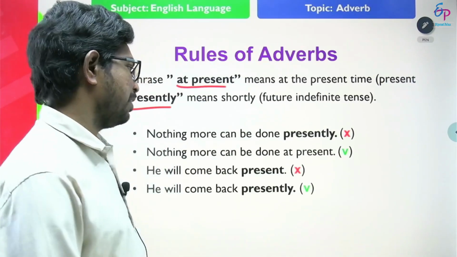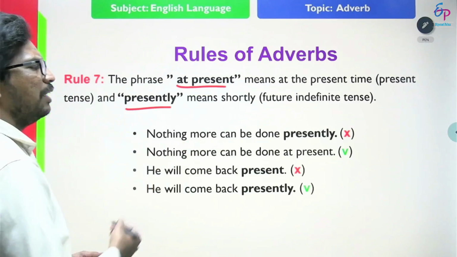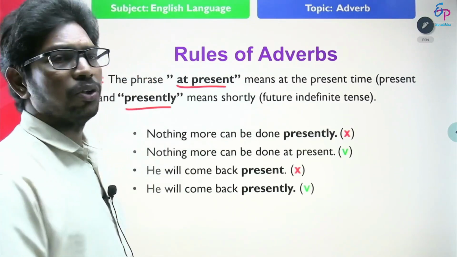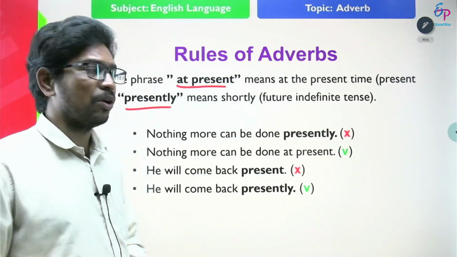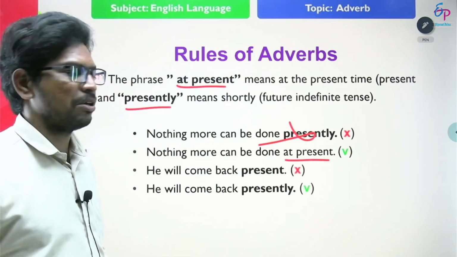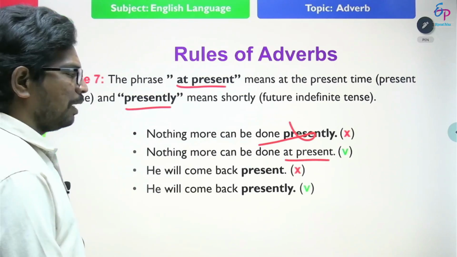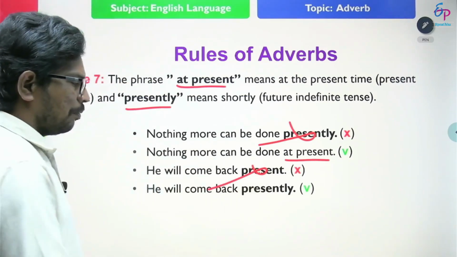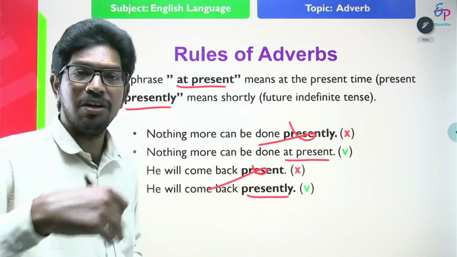Let us see the statement and find out the errors. Nothing can be done presently. So nothing can be done presently is wrong. Nothing can be done at present is correct. That means at present time. He will come back at present is wrong. He will come back presently. That means shortly. He will come back shortly.